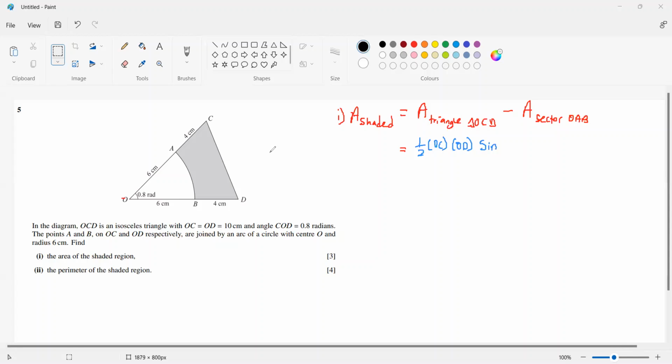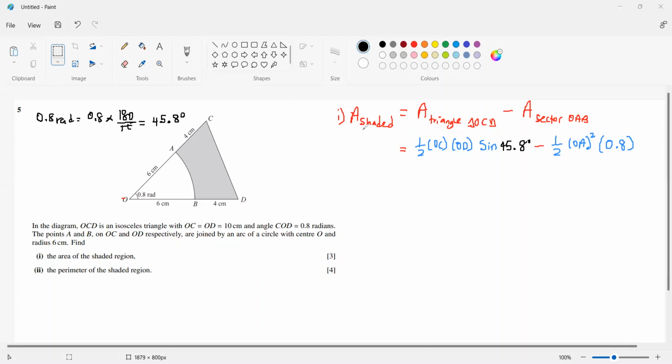But because I prefer to write in degrees, how many degrees is 0.8 radians? When you convert it to degrees, you just multiply by 180 over pi, which will be 45.8 degrees. So sine of 45.8 degrees, then minus the area of the sector, which is half r squared theta. It's better to write r squared only, the radius squared, OA squared. Theta must be in radians, please take note, so we can straight away put in 0.8.